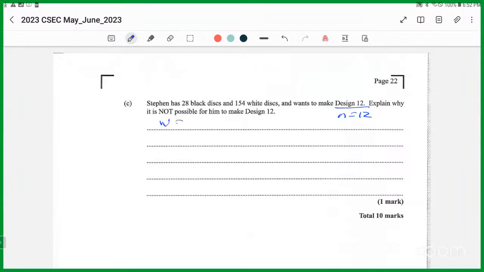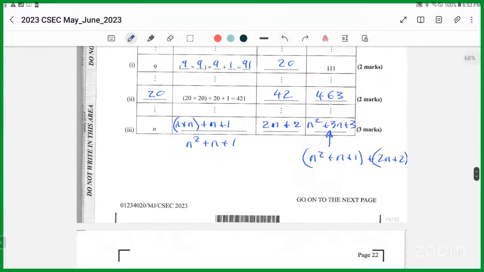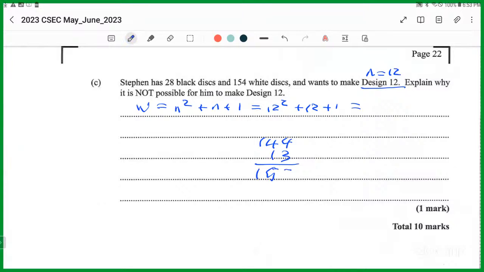The white disc formula is what? This one: n squared plus n plus 1. And n is squared, right? Put the n in. n equals 12, it becomes 12 squared plus 12 plus 1. What does that work out to? 144 plus 13, that's 157 white. We have 154 white.